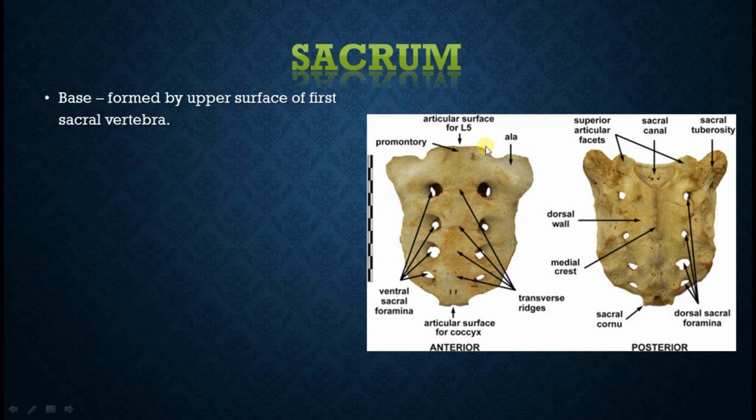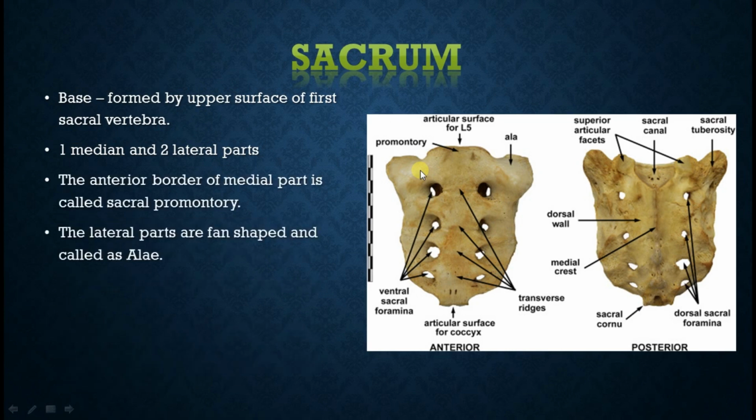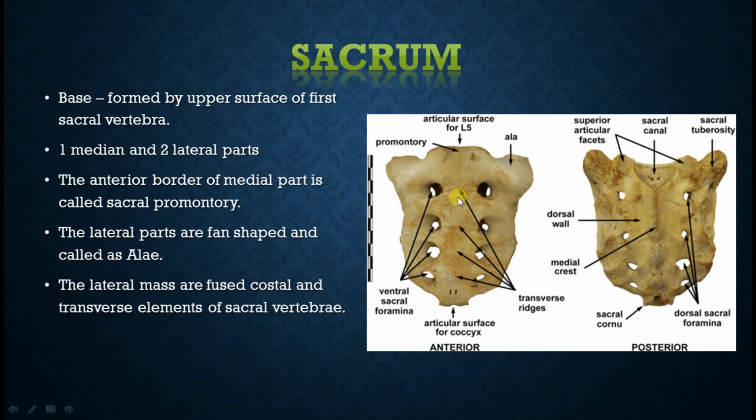Base is formed by the upper surface of the first sacral vertebra, which articulates with the lumbar vertebra, and the anterior border of the sacrum is sharp and is called the sacral promontory. On either side you see the lateral mass, which is called the ala of the sacrum. They are the fused costal elements. So that is the transverse process or fused costal elements, and it is called the ala of the sacrum.